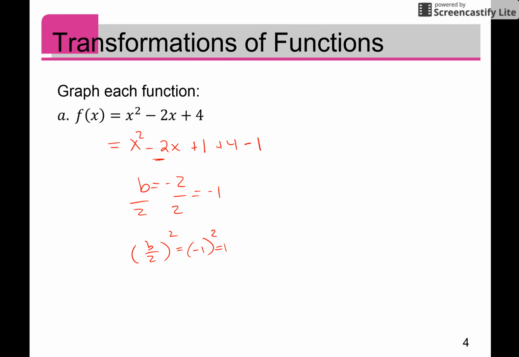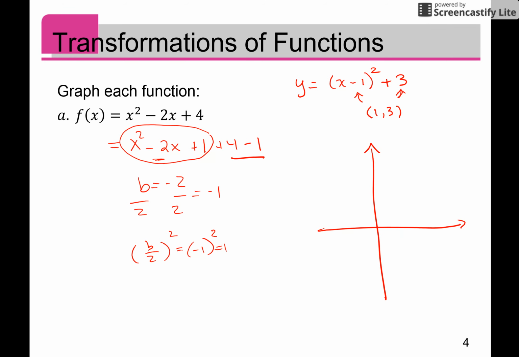Now this part we group together, and that always factors into x plus whatever your b over 2 term was. So in this case, x minus 1 squared. And then combine these like terms. Plus 4 minus 1 is plus 3. So this is where my vertex is now located. Notice that we are moving right 1 unit and up 3 units. So my vertex is at positive 1, positive 3.